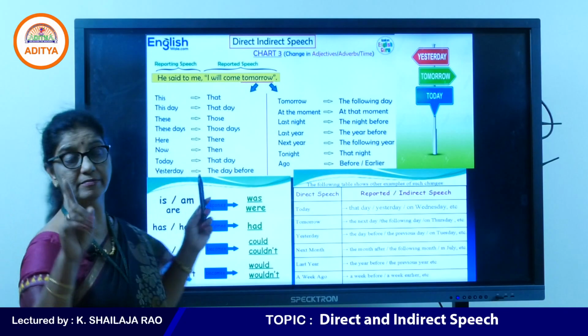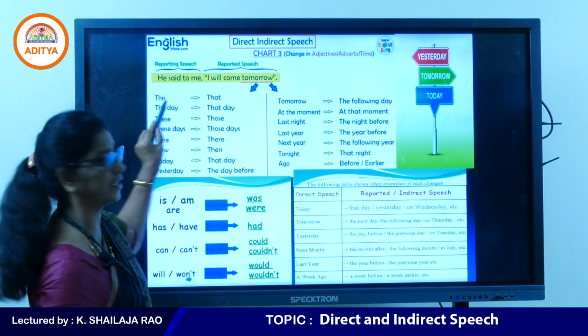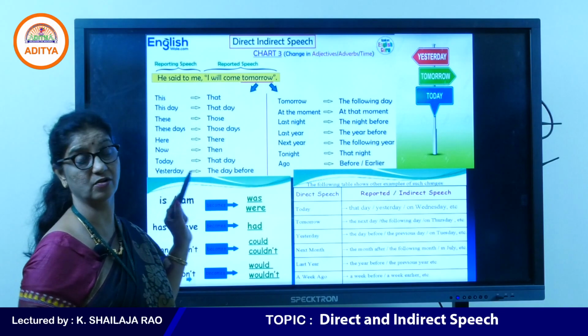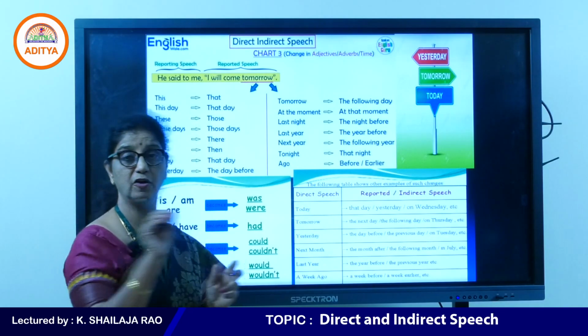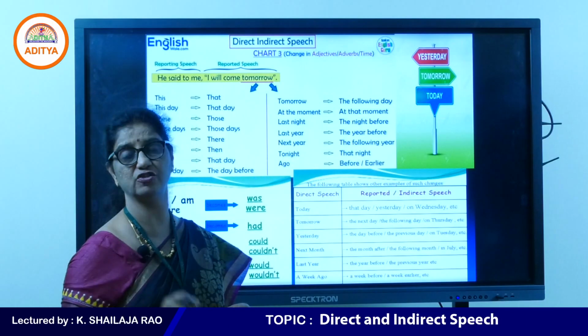Similarly, remember this. This is very important. This becomes that. This day becomes that day. You can note these down. Very important, because in the flow of things, you might forget. So if you have these written down, it's very easy to remember.